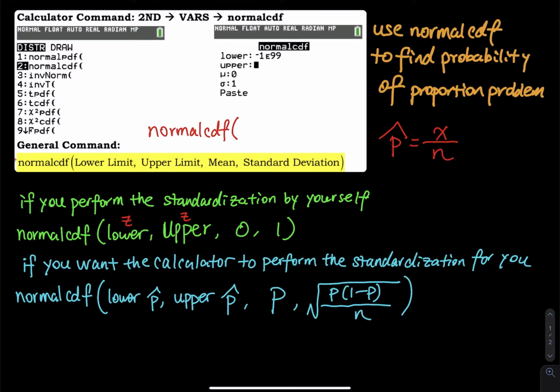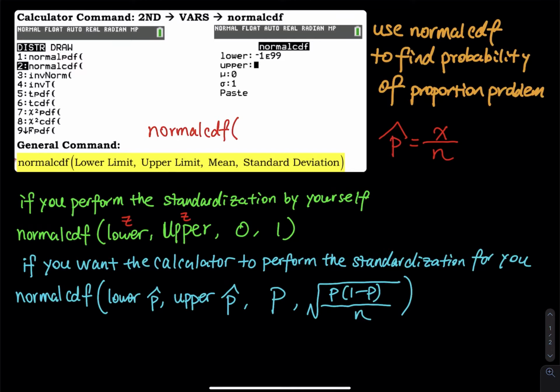So there are two commands that you can use in a probability problem. The first command is the green command. With the green command, you perform the standardization yourself, and then you use normal CDF to find the area under the curve. For that normal CDF, the lower limit and the upper limit are both z values. Then the mean equals 0 and the standard deviation equals 1, because you performed the standardization. In a standard normal distribution, the mean is 0 and the standard deviation is 1.